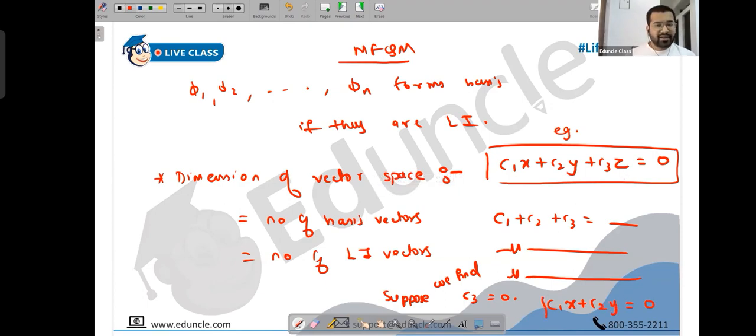Okay, and x and y are linearly dependent on each other. So how many basis vectors do I have? Only one. Z has become linearly independent. So the dimension of this vector space, or the number of basis vectors, or the number of linearly independent vectors in this vector space, is 1 basically. Make a note. Dimension is 1.